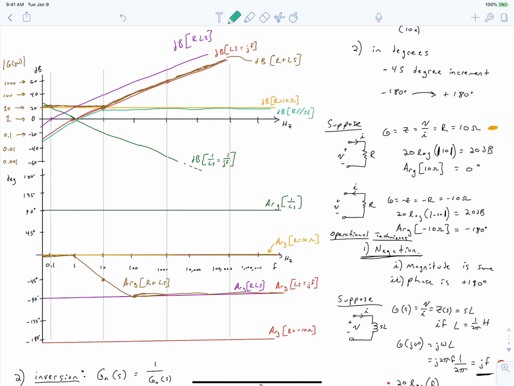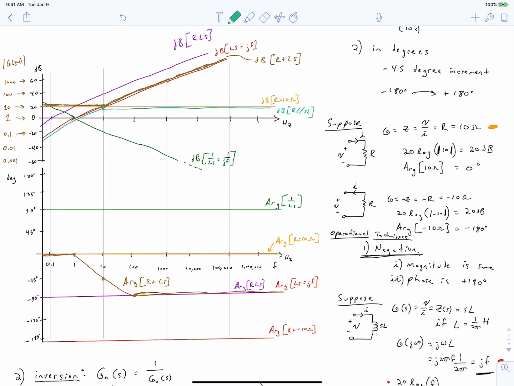And likewise at 10 hertz, where we have this inflection point, we're going to say that our phase is the average of those two quantities, which is again going to be 45 degrees. Only now we're going to be going from negative 90, because at low frequencies the inductor was the lowest impedance. We're going to be going from negative 90 up to 0 degrees.